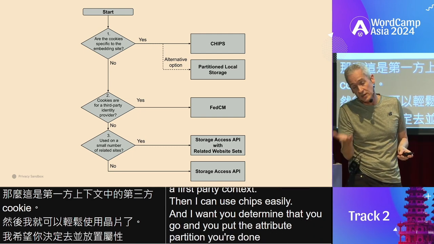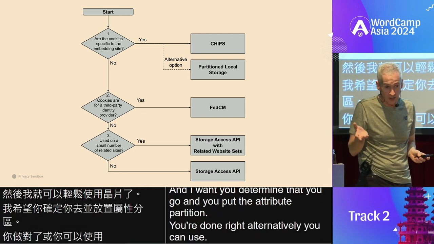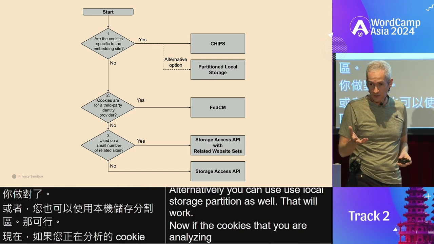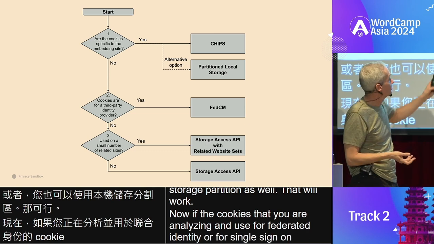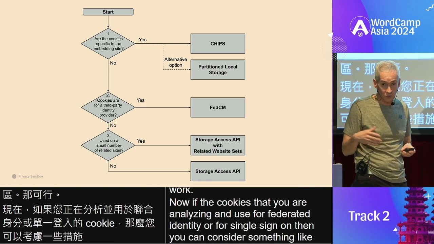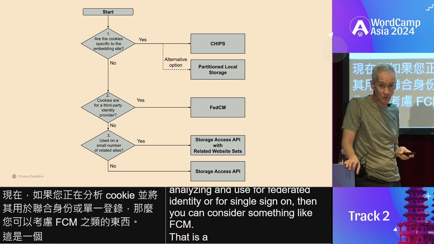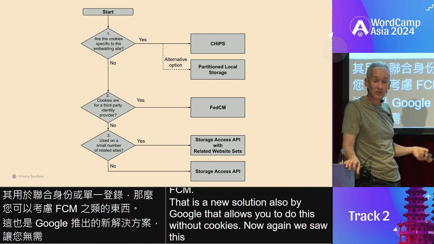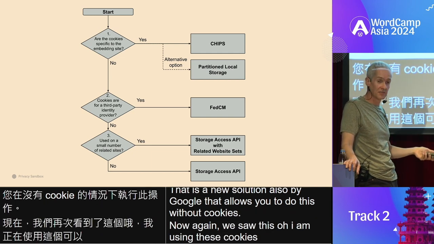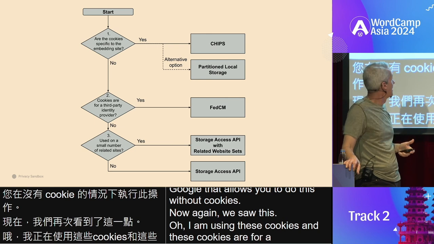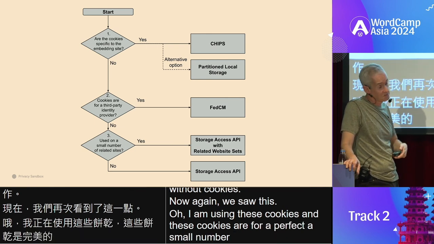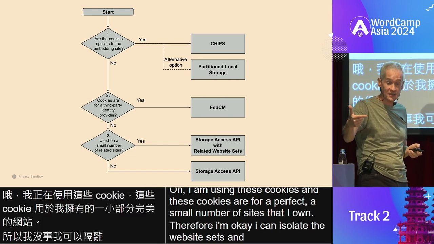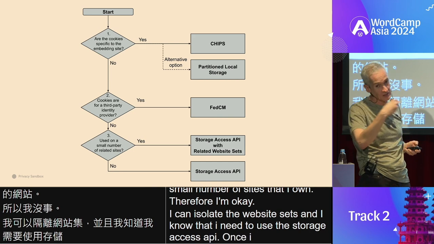Right? Alternatively, you can also use local storage partitioning as well. That would work. Now, if the cookies that you are analyzing are used for federated identity or for single sign-on, then you can consider something like FedCM, a new solution also by Google that allows you to do this without cookies. Now, again, we saw this. If I am using these cookies, and these cookies are for a small number of sites that I own, therefore, I'm OK. I can use Related Website Sets. And I know that I need to use the Storage Access API. Once I have the set defined, I need to request access.